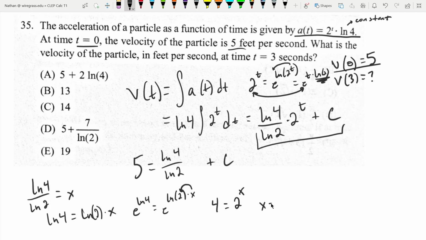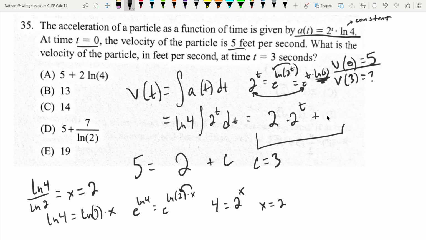Well, x equals 2. So if x equals 2, that means the natural log of 4 over the natural log of 2 just equals 2. So this is just 2 here. The same thing is true for this one. It's just 2. Okay, so that means that c here, of course, equals 5. Or sorry, c equals 3. 2 plus 3 is 5. And this becomes 3 here. And that is our velocity function.